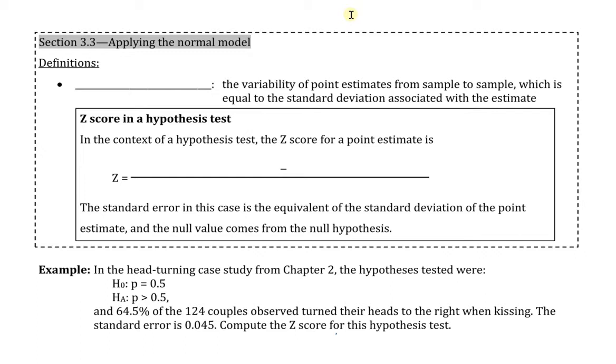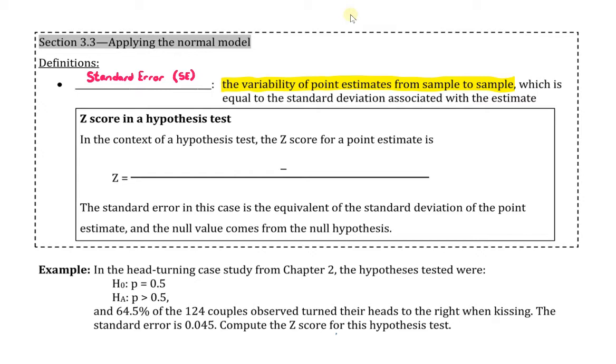This lecture will cover section 3.3 for Introduction to Statistics, applying the normal model. There are only two ideas presented in this section that we would like to be comfortable with. The first is the definition of the standard error. The standard error gives the variability of point estimates from sample to sample, which is equal to the standard deviation associated with the estimate.